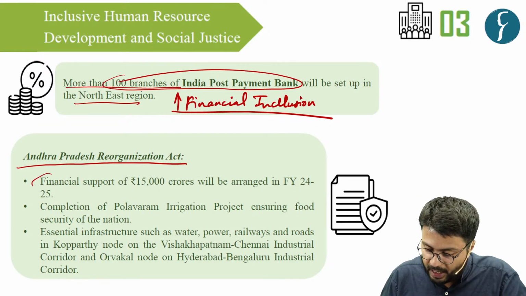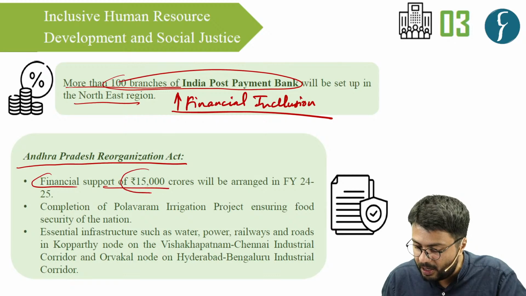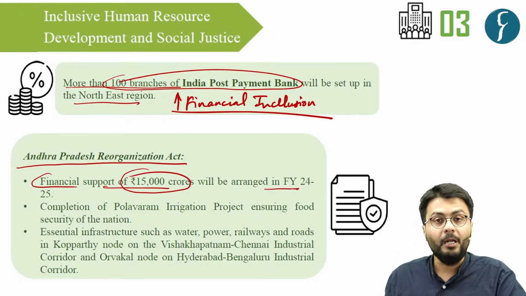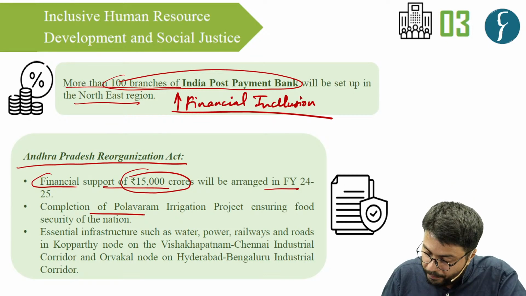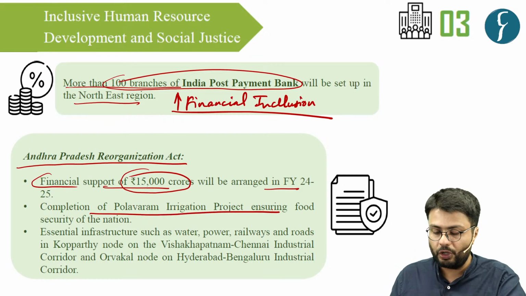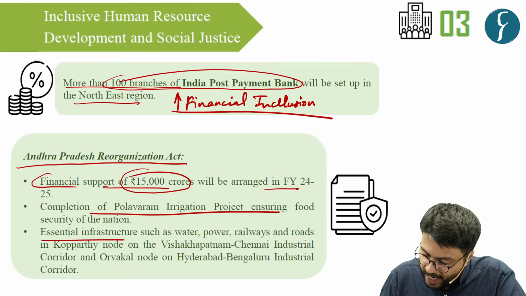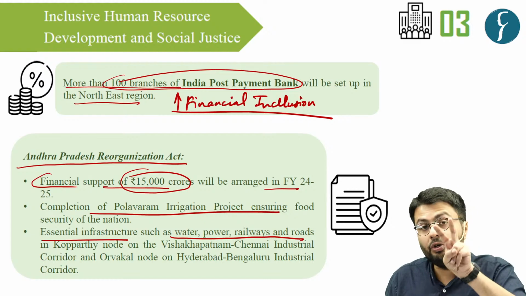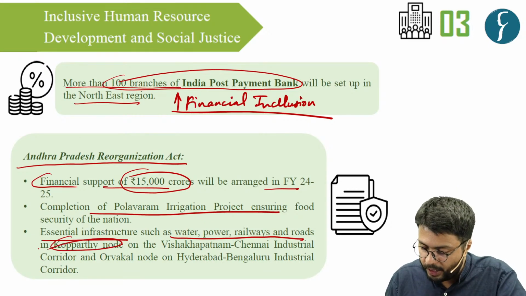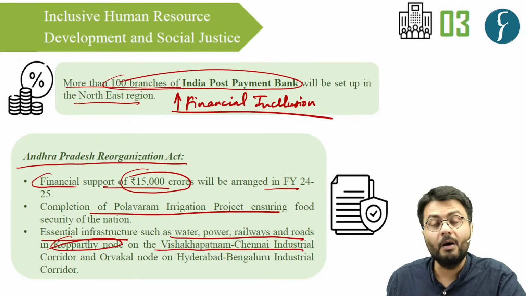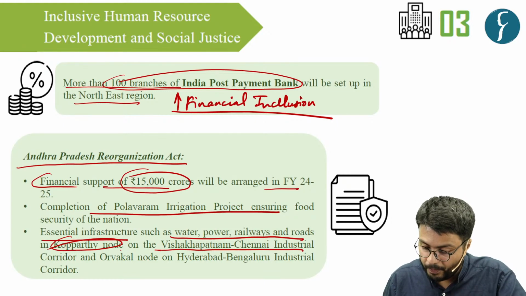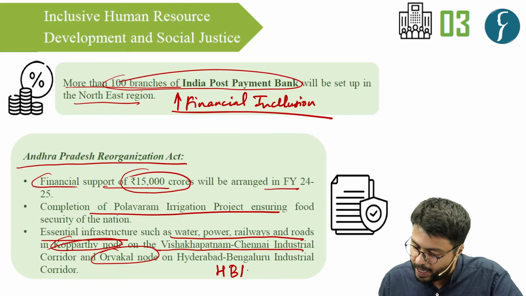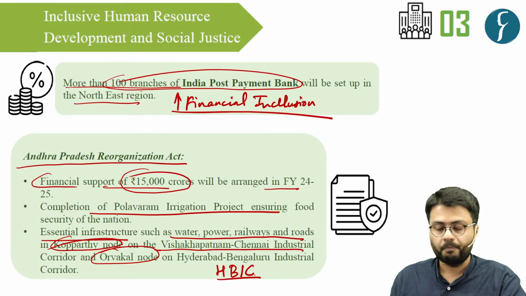So, in this regard, the government has extended a financial support of 15,000 crores for this financial year, in addition to support for completion of Polavaram irrigation project and also establishing infrastructure such as water, power, railways and roads in two industrial nodes, that is Kopatti node, which is located in Vishakhapatnam Chennai industrial corridor, and also Orvakal node, which is located in Hyderabad Bangalore industrial corridor.